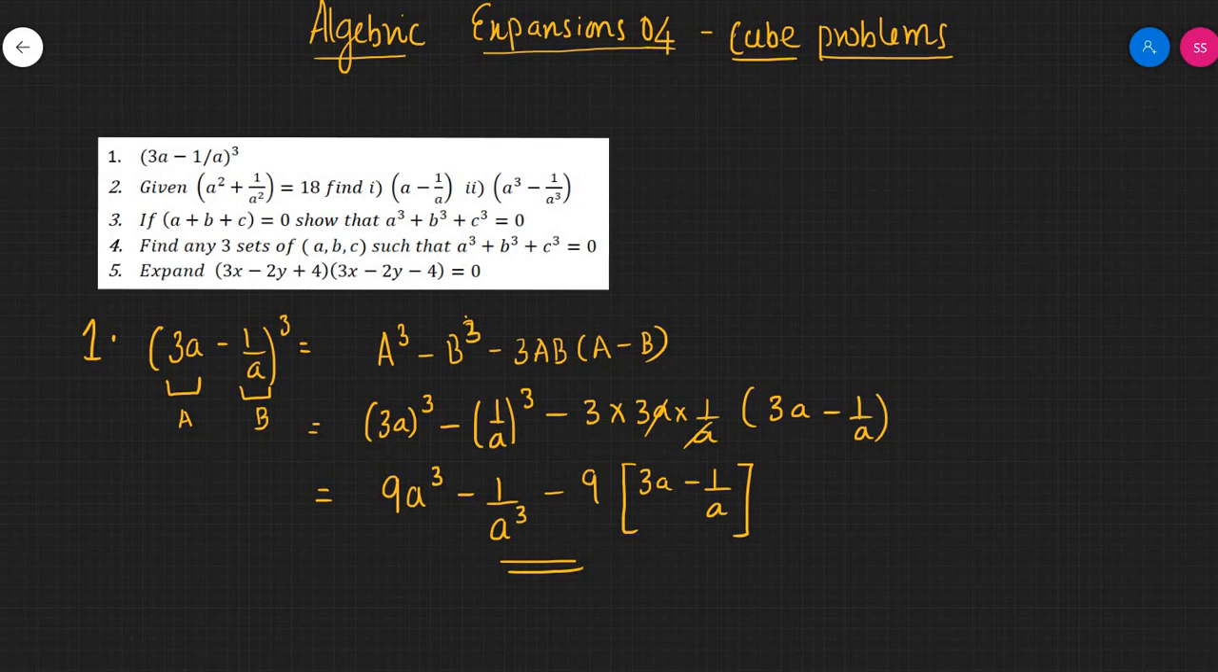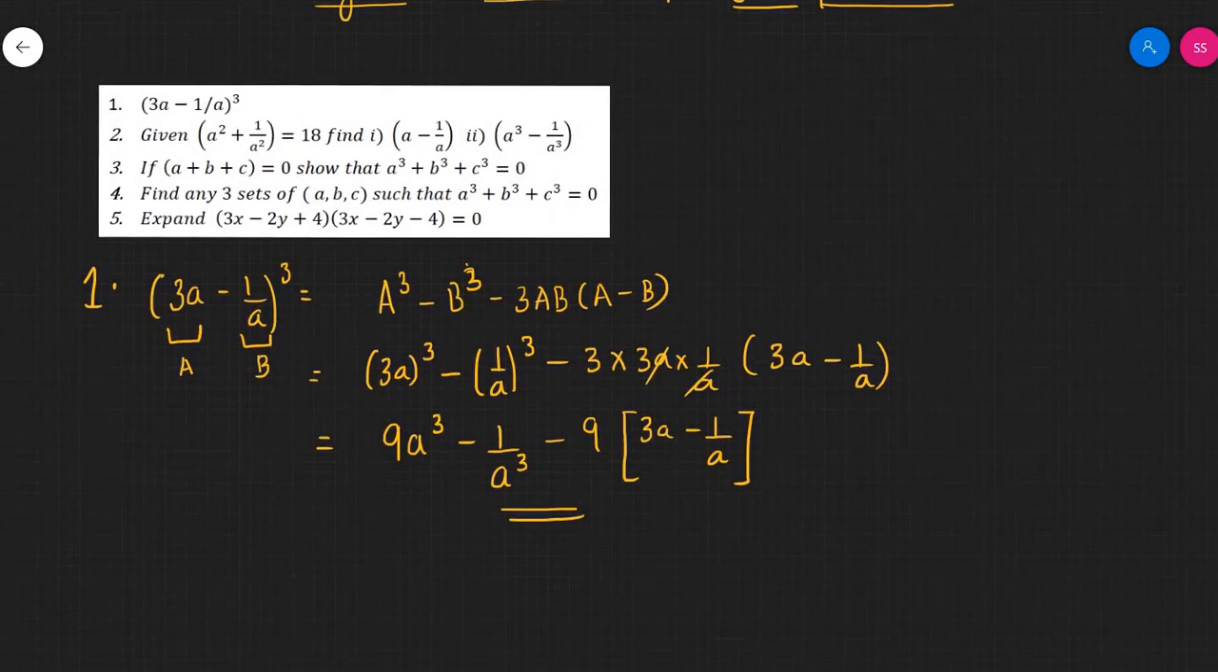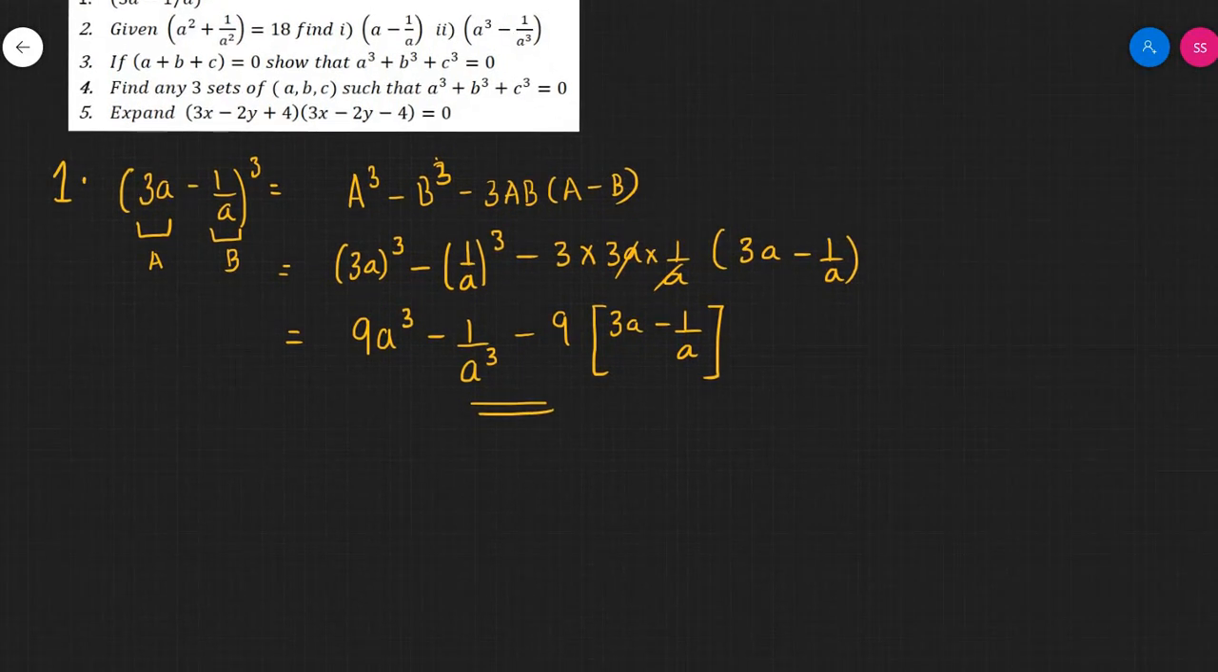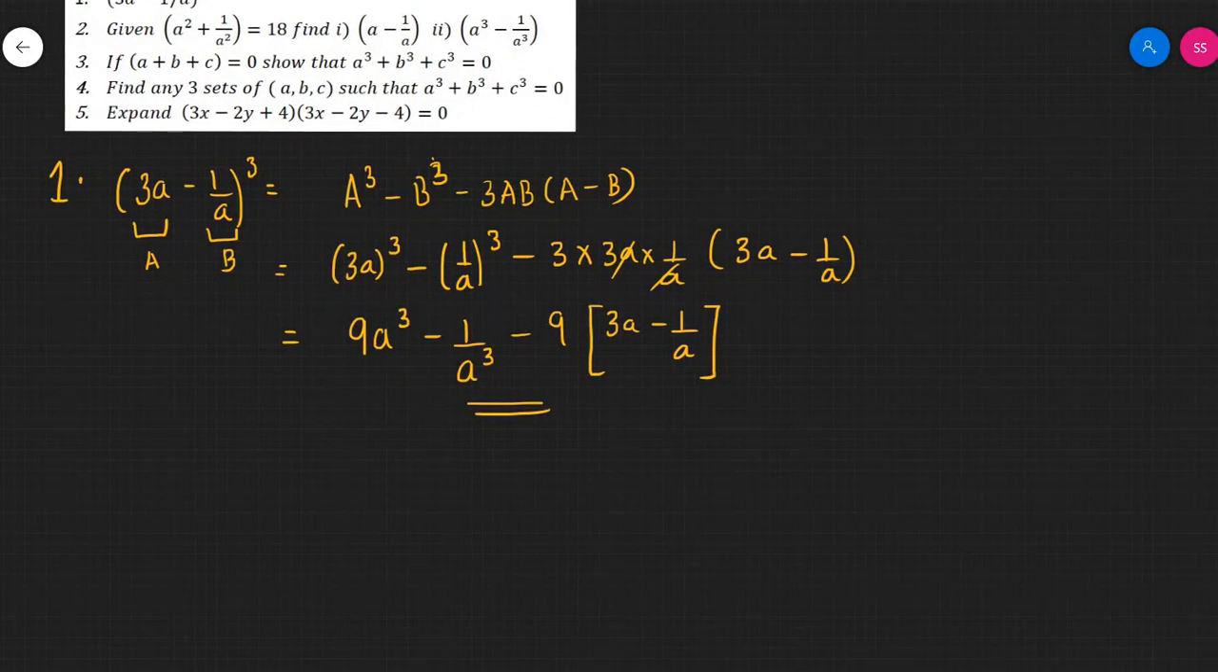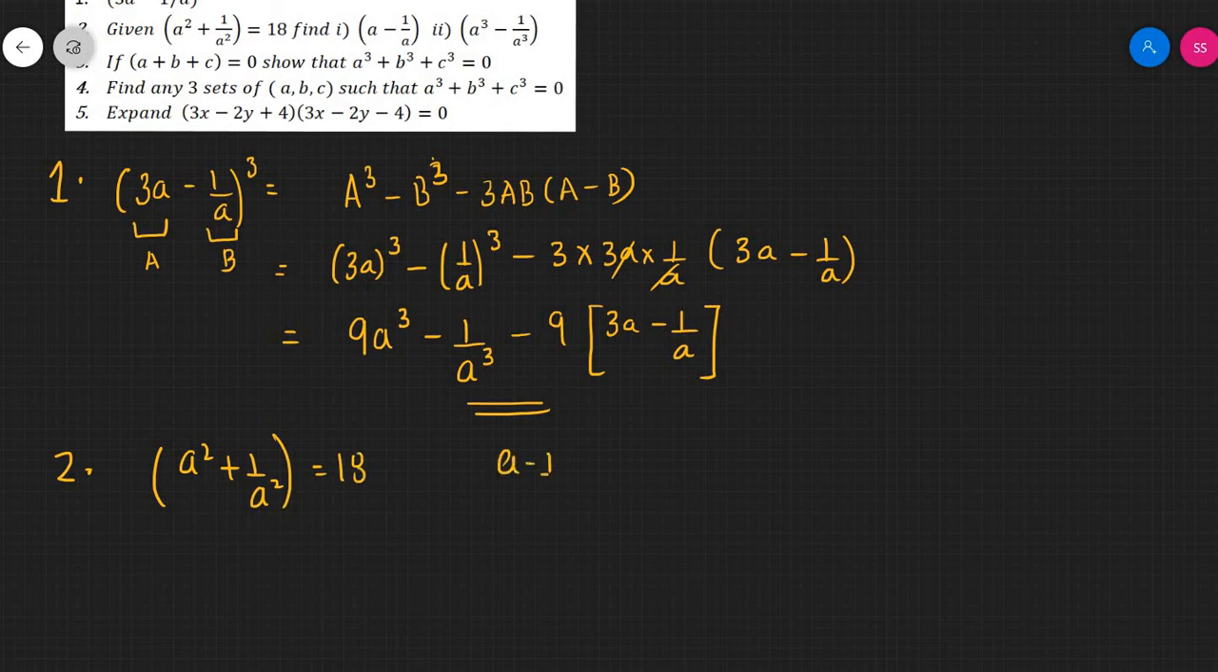Now let's do the second question. You can give it a try with a hint. You're given that a squared plus 1 by a squared is 18, and you have to find a minus 1 by a and a cube minus 1 by a cube.